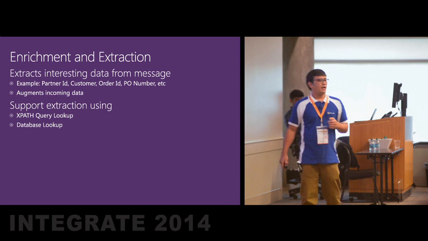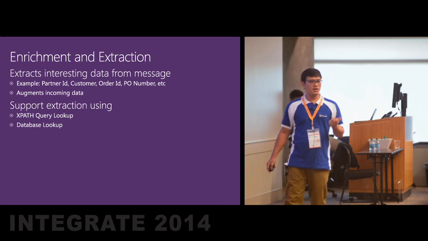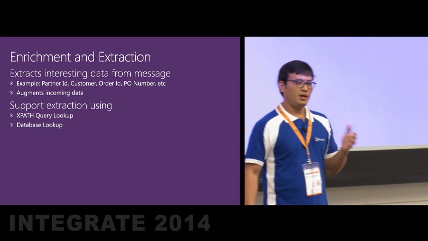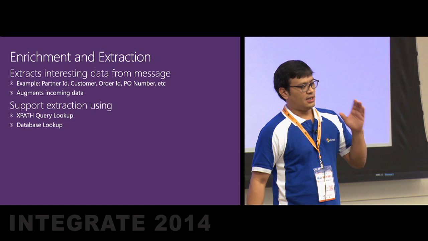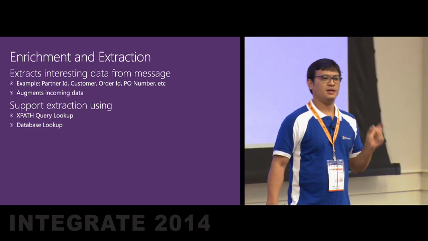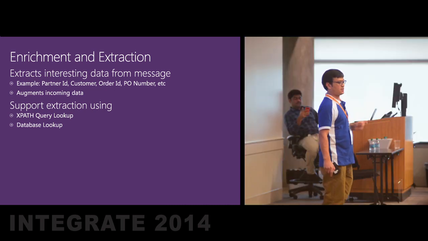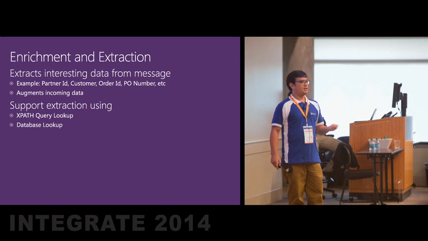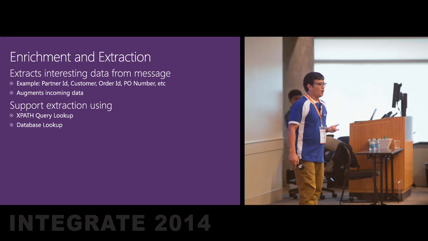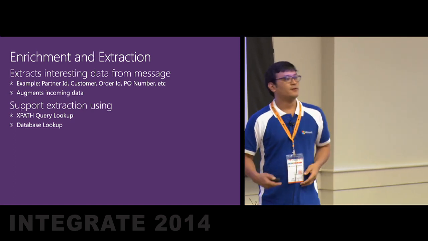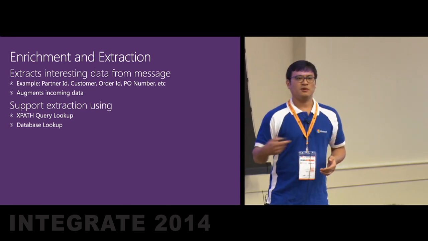So we support enrichment and extract using XPath query lookup. Which means if you have an XML message coming in, you should be able to specify an XPath query, and we will be able to evaluate what is the value of that XPath query based on the incoming message that comes in. So, for instance, if your employee number or employee ID is deep inside your XML structure, you should be able to do that. We also provide the ability to look up based on databases. Okay. So these are the enrichment and extract capabilities that you will see.